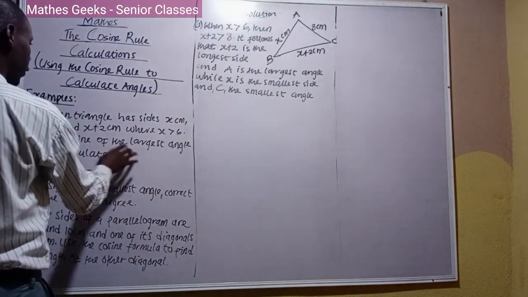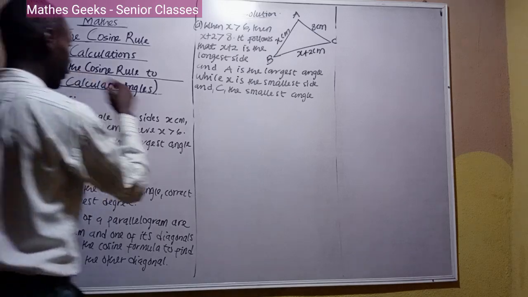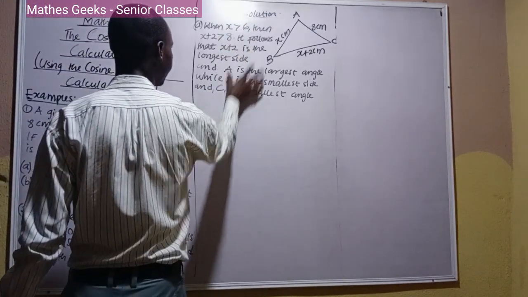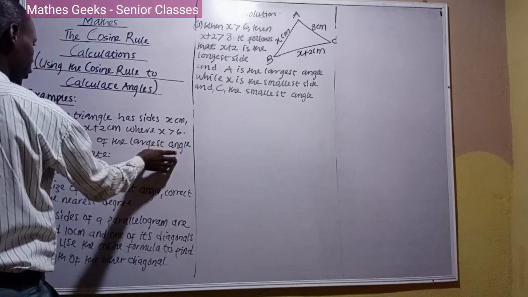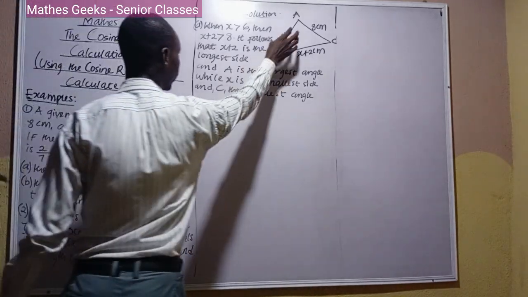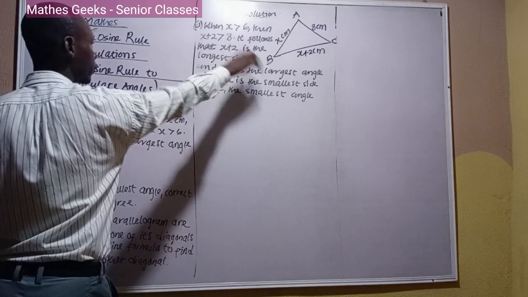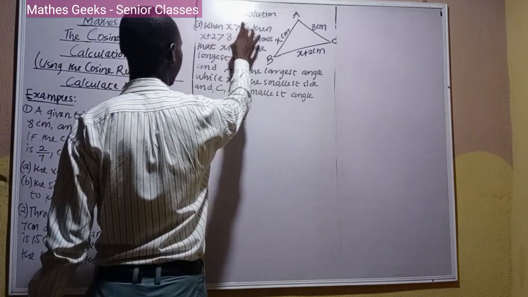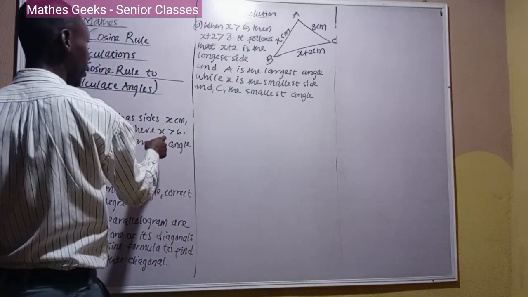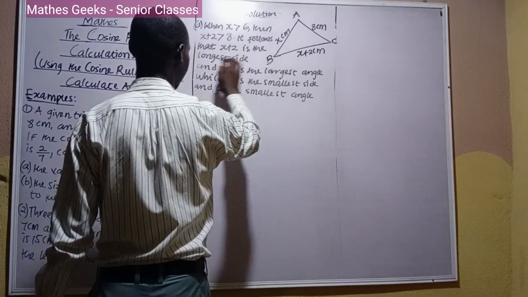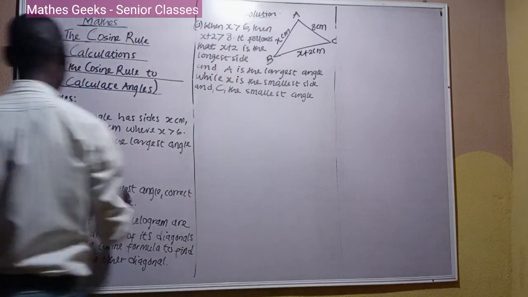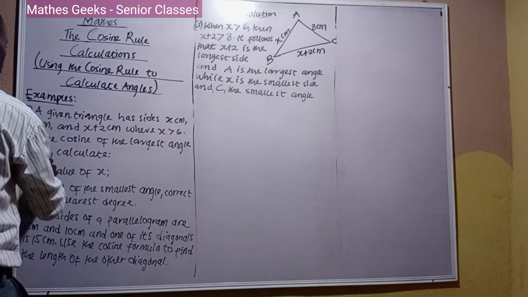So the cosine of the largest angle is given, and this is why this reasoning was necessary, because we had to find out what the largest angle is from the diagram. So we have to come up with reasoning. When x is greater than 6, according to the information here, it follows that x plus 2 is the longest side and E is the largest angle. And we're told that the cosine of the largest angle is 2/7.